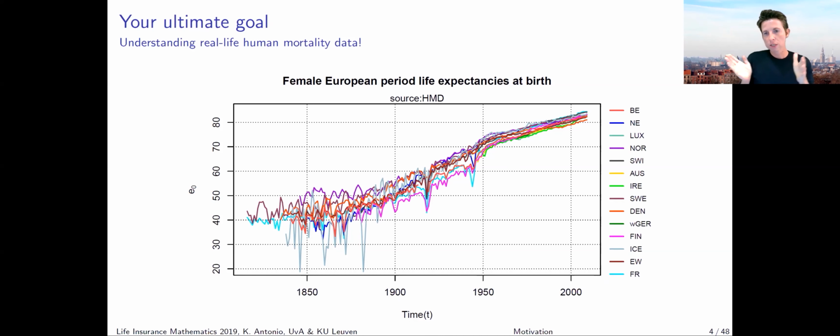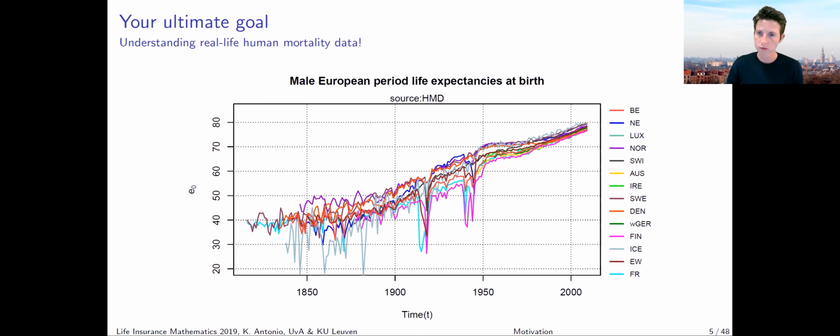And you also see a sort of convergence. You see that the lines here become closer together and they move in a parallel way. So we see a convergence of the life expectancies among these countries that I collected in the graph. So this is also something we want to ultimately understand: where to find the data, how to calculate this life expectancy at birth, how to deal with it. This is for female data.